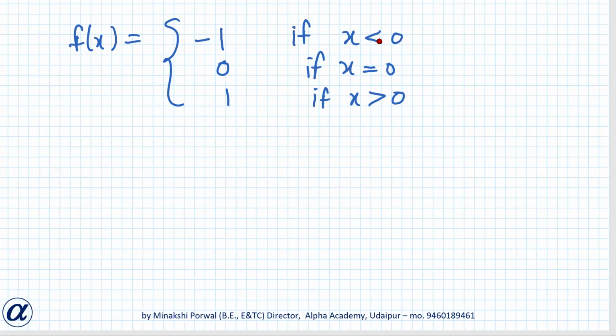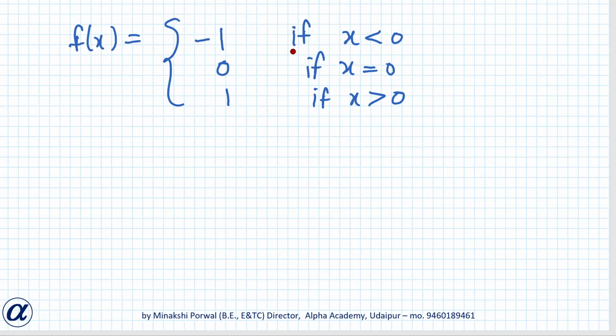When x is less than 0, the value is minus 1 only, so it is fixed. So it is continuous when x is less than 0. When x is greater than 0, it is again 1, so it is again continuous here also. The only point of discontinuity could be the point 0, because here the definition of the function is changing. For the left hand limit its value will be minus 1, for the right hand limit its value will be 1, and the value of the function is 0. So obviously we can say that the function will not be continuous at x equals 0.